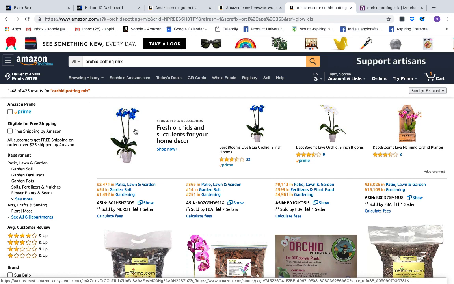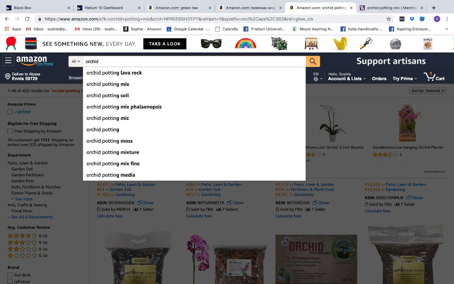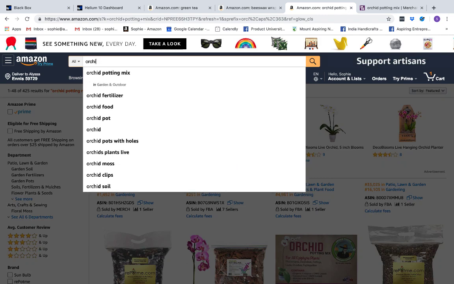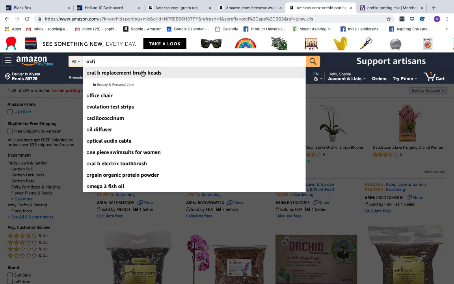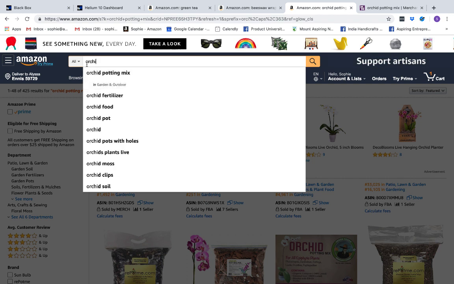So let me show you what's important to look at when you're scanning this page of results. So you can see Amazon's promoting some of their own products up on this top banner, which is great. When you start typing in Orchid Potting Mix, they will have started suggesting all the things that I might have also been looking for. So as I start to type, I'll start at the very beginning again. So if I go Orchid Potting Mix, I don't want Oral B replacement heads. So the top selling product that starts with Orchid, according to Amazon's best guess, is that I'm most likely at this point to be looking for Orchid Potting Mix.